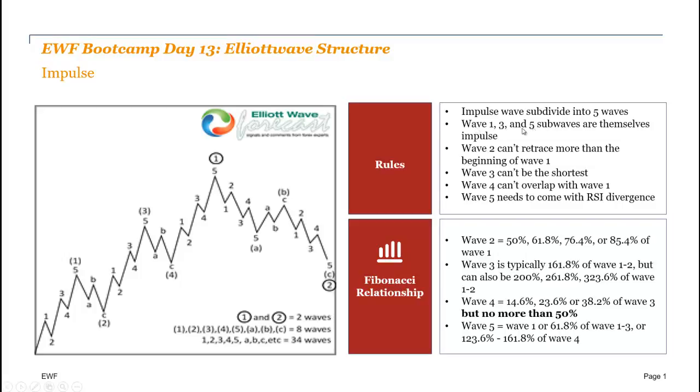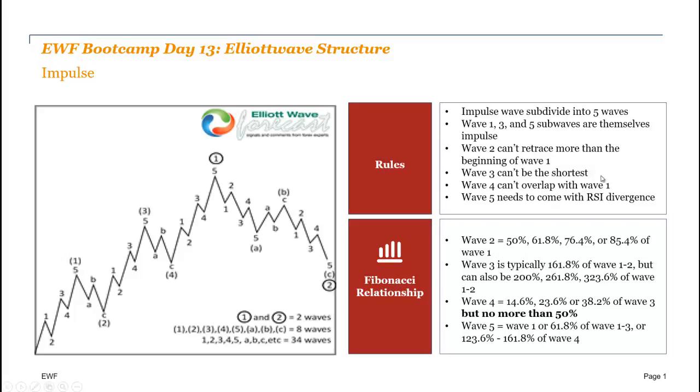And then waves 1, 3, and 5 subwaves are themselves an impulse. In other words, we can see the subdivision of wave 1 and the subdivision of wave 3 and the subdivision of wave 5. All of them are subdivided into another 5 waves of impulse. And then wave 2 cannot retrace more than the beginning of wave 1. So you can see wave 2 here does not retrace lower than the beginning of wave 1.